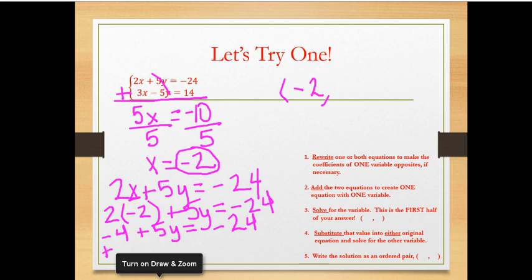We'll add 4 to both sides because we want to solve for y. So then we will have 5y equals negative 20. We'll divide by 5. And y equals negative 4. Okay? Negative 20 divided by 5 is negative 4. That gives us the y value of our ordered pair for our solution. So our solution for this system is negative 2, negative 4.